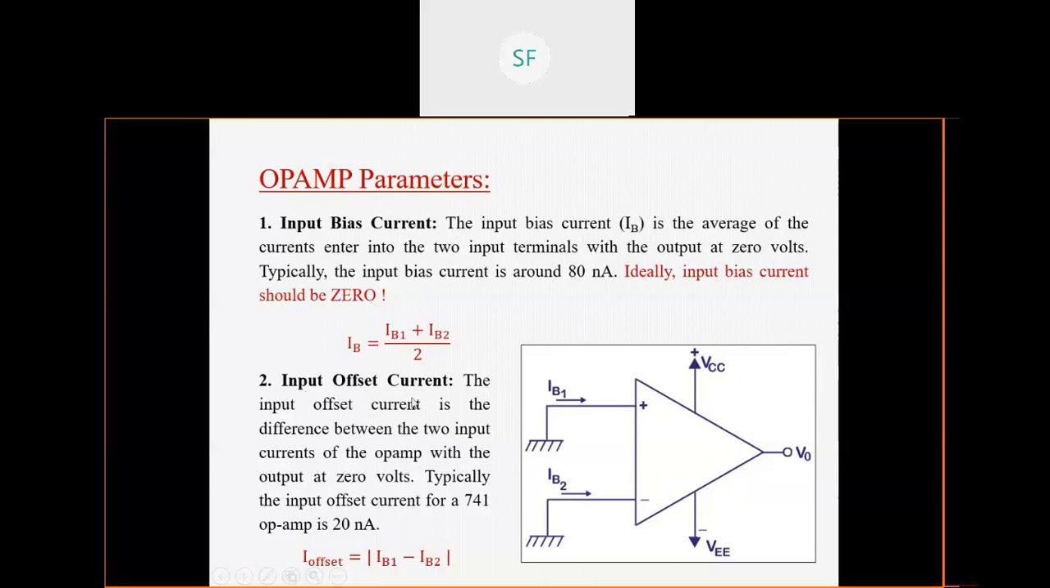Similarly, what is input offset current? Input offset current is given by the difference between IB1 and IB2. Again, ideally we want this offset current to be zero, but practically its value is 20 nanoampere.